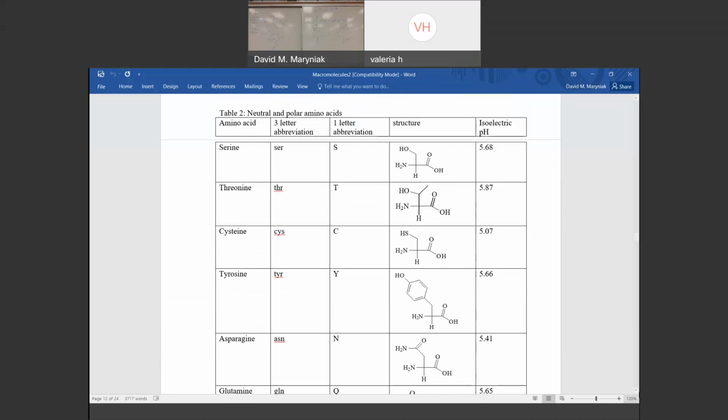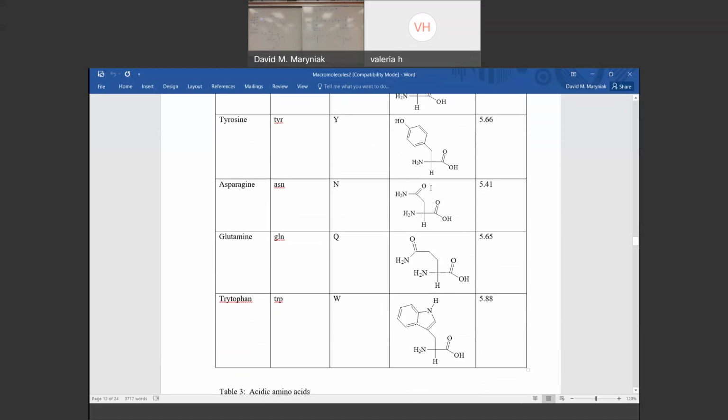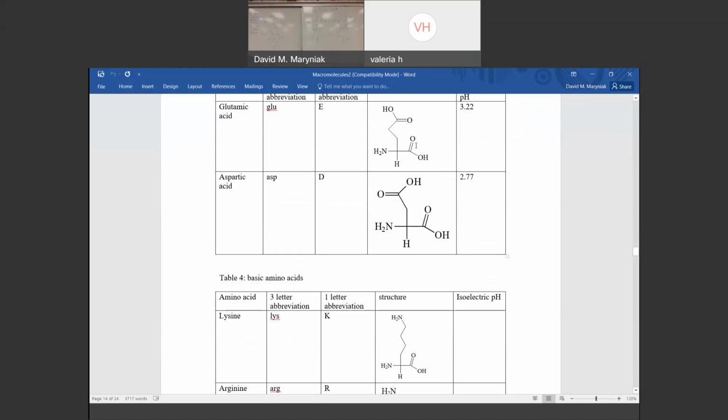Tyrosine, asparagine represents a group which has on the side chain an amide. Glutamine is an amide, and tryptophan has this indole group on it. And then we have certain amino acids which are quote unquote acidic, meaning in addition to the carboxylic acid of the amino acid is this carboxylic acid on the side chain. And we have glutamic and aspartic acid.